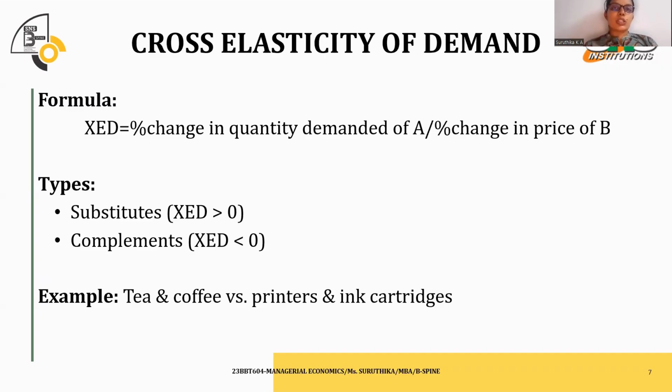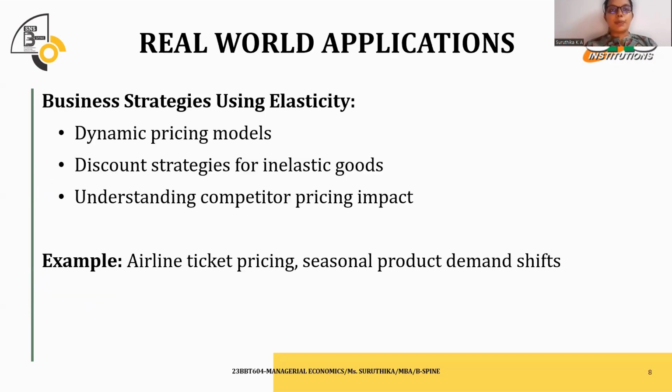So an example of a substitute is tea over coffee. On the other hand, an example of a complementary product is a printer and ink cartridge. An ink cartridge has no use without a printer. A printer cannot function without an ink cartridge. So these products are complementary.